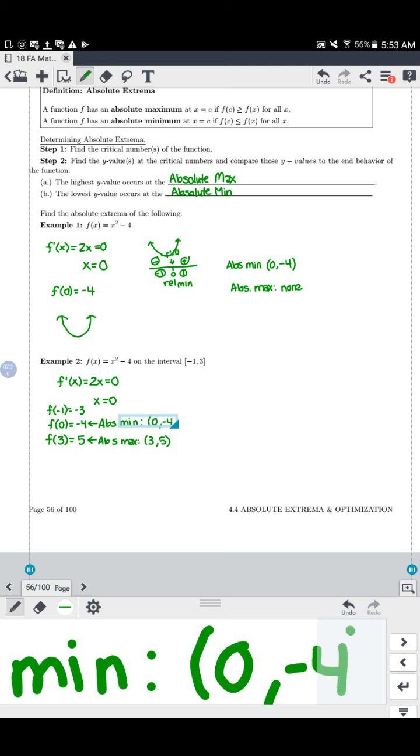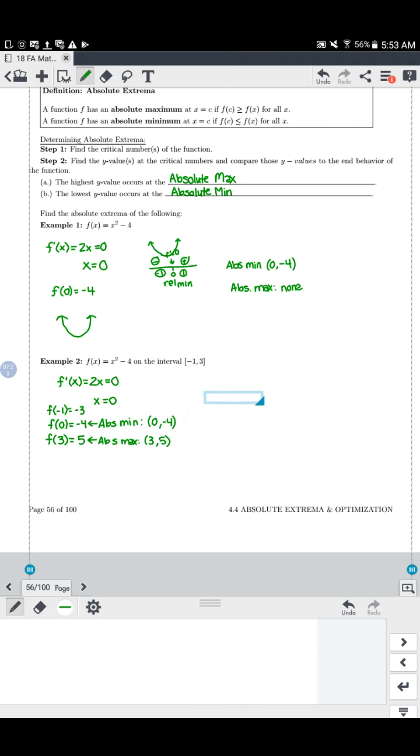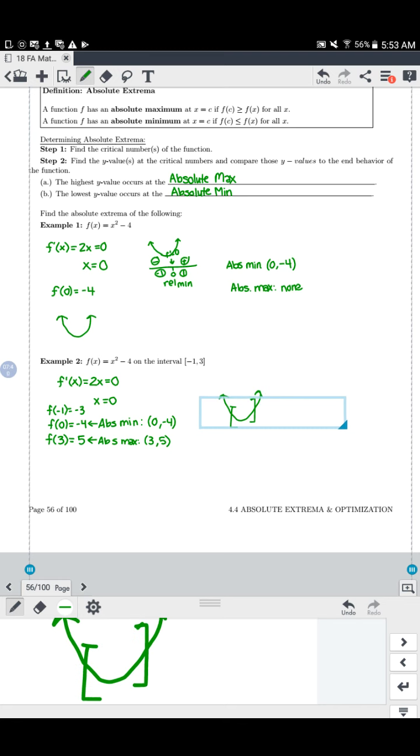So the idea is with these ones, we are looking not at an entire graph, not at the entire parabola. Instead, we're just looking at like a little screenshot. We're looking from just negative 1 to 3. And we're saying on this interval, what's the absolute max and absolute min? So as long as you're on an interval, you're guaranteed that you'll have at least one absolute max and one absolute min point. And we found those here.